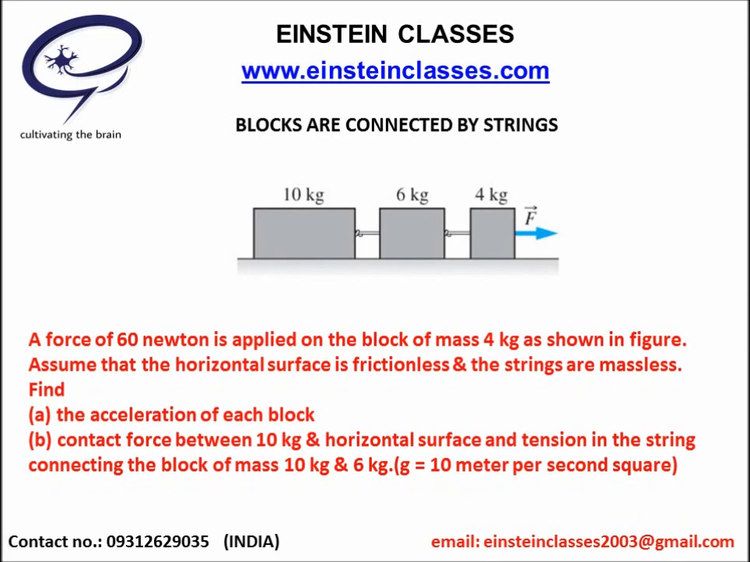Now we discuss the second part of the problem. In this part we have to find the contact force between the 10 kg block and the horizontal surface, which is the pushing force R1 by the surface on the block. After that we have to find the pulling force, tension T in the string connected between the block of mass 10 kg and 6 kg.